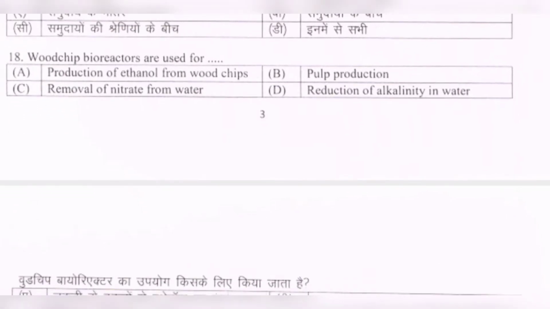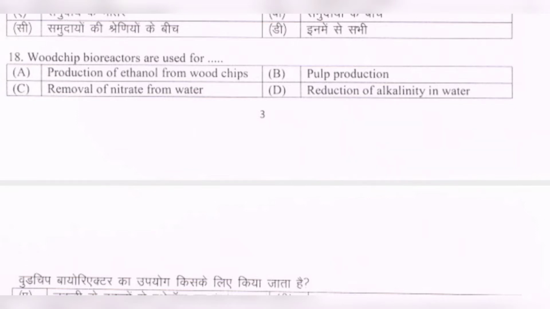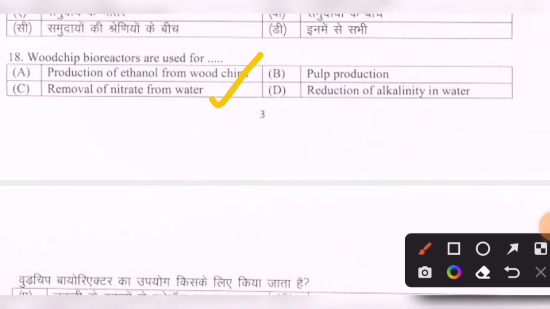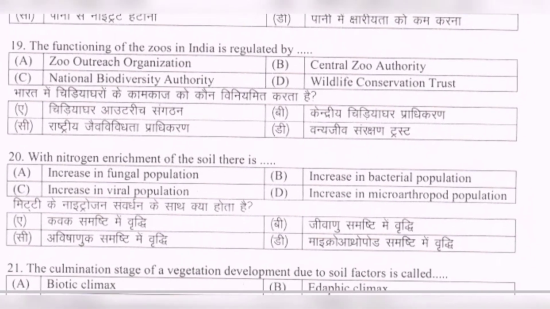Wood chip bioreactors are used for? Options are production of ethanol from wood chips, pulp production, removal of nitrate from the water, reduction of alkalinity in water. The correct option is the third one. Removal of nitrate from the water. Let's see the next question, that is 19th one.